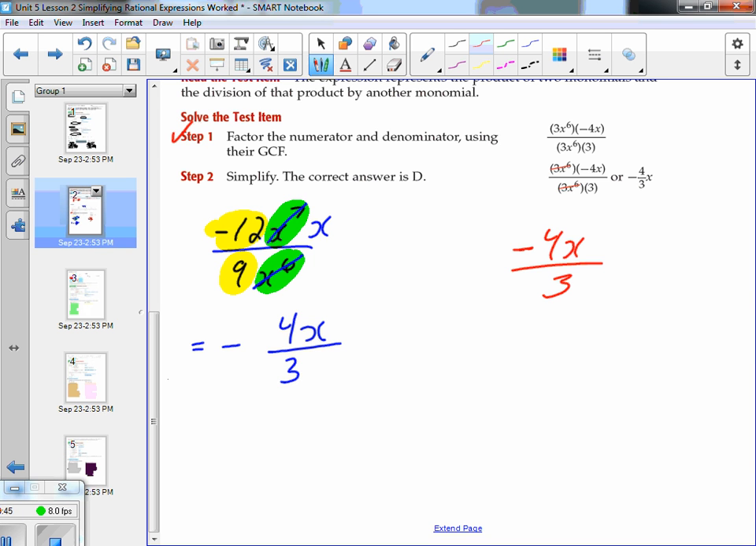All right, you can think of it that way. When you're dividing factors with the same base, subtract the exponents. So 7 minus 6 is 1, so that's an x to the 1. Exactly. Then since the 7 was in the top, the answer stays in the top.